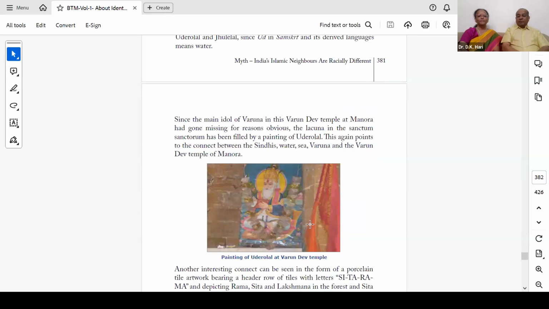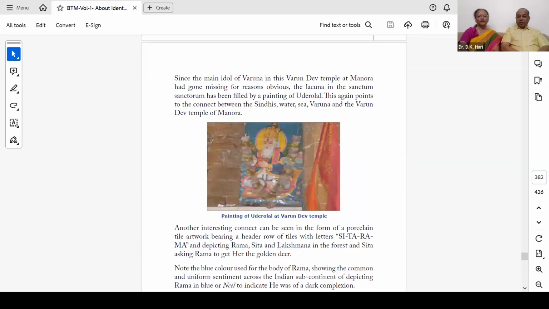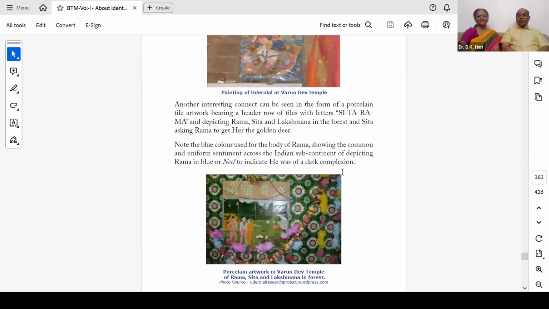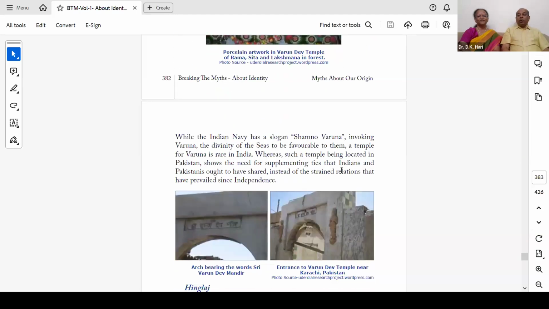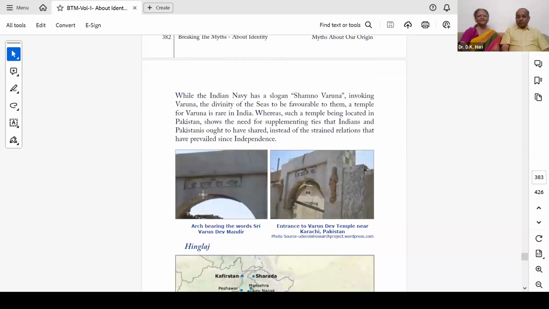Sindhu Sagar. And this Varun Dev, Varuna, the deity, is also prayed to by the Sindhis as Jhulelal, or Udero Lal. So all of you know a famous Sindhi song called Jhulelal. Damadam Mastakalam is a famous song. Look at this, how it all correlates to each other. So this is the Varun Dev Mandir. This is the entrance to that Varun Dev temple.